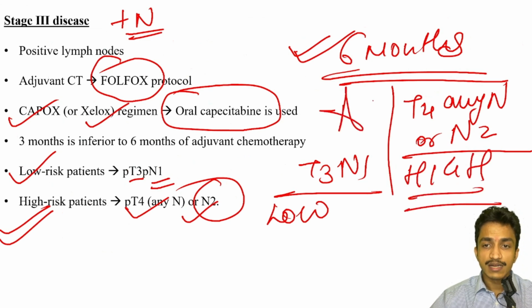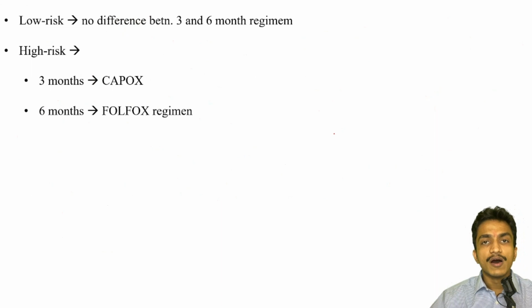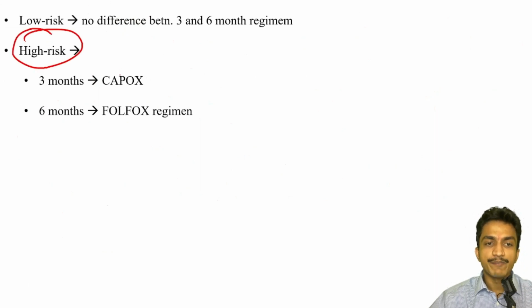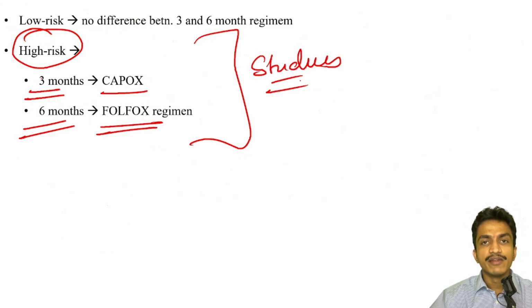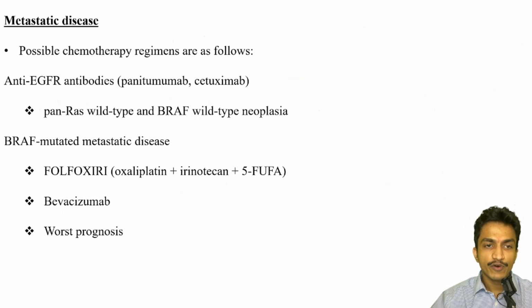So understand this. Now, in low risk patients, usually if we give treatment for 3 months or 6 months, it doesn't make any difference. But in high risk patients, especially if you are giving CAPOX, we should give for 3 months, and in FOLFOX, we should give for 6 months. So this is according to the various studies which have been done regarding the inferiority or the superiority of the 3-month over the 6-month regimen. So in high risk, 3 months for CAPOX, 6 months for FOLFOX.